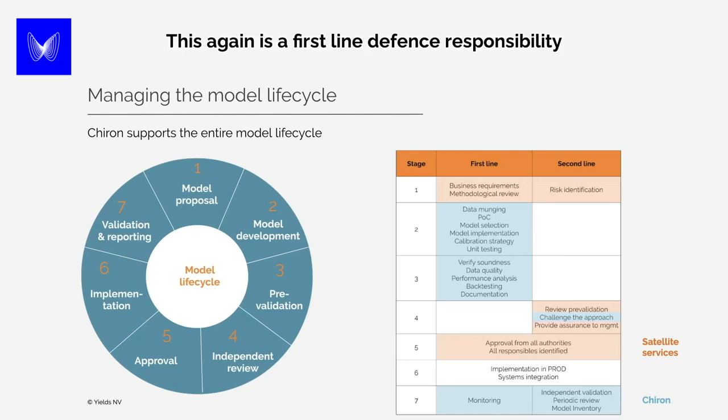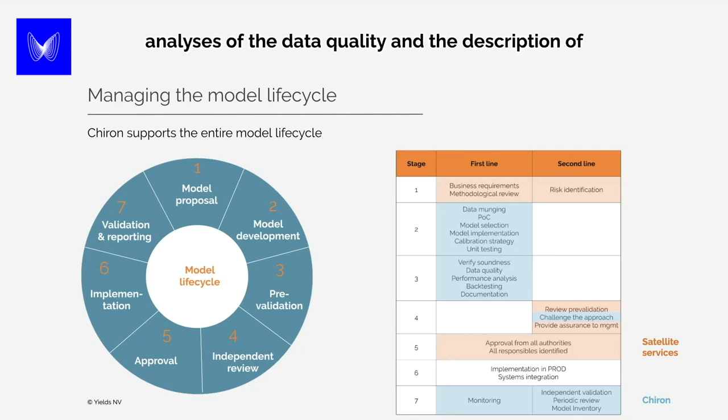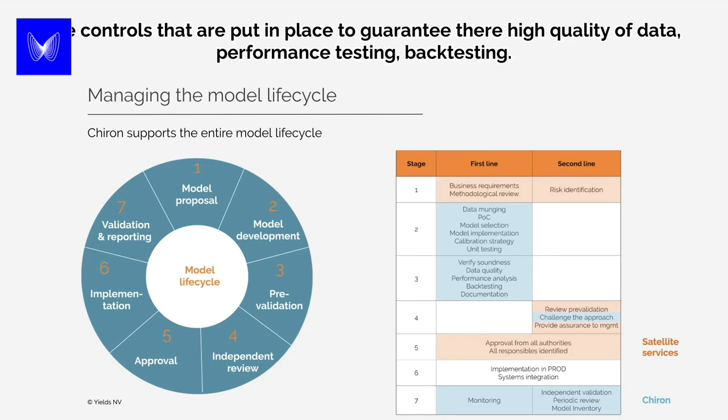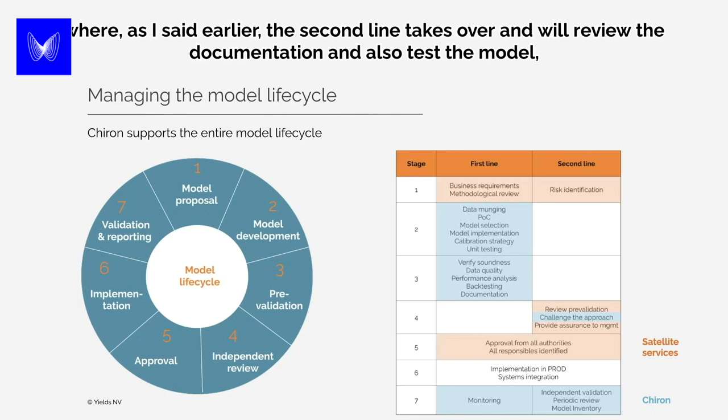Then in the third step, very often pre-validation happens. This again is a first line of defense responsibility where people have to document the testing itself. So in that case, this document should contain at least the verification of soundness of the modeling approach, analysis of the data quality, and the description of the controls that are put in place to guarantee the high quality of data, performance testing, backtesting.